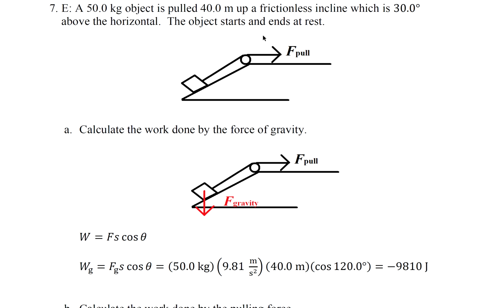Well, work is equal to Fs cosine theta. F is the force of gravity, which is mg. S is 40 meters, and theta is 120 degrees because that's the angle between F, the force of gravity, and S.